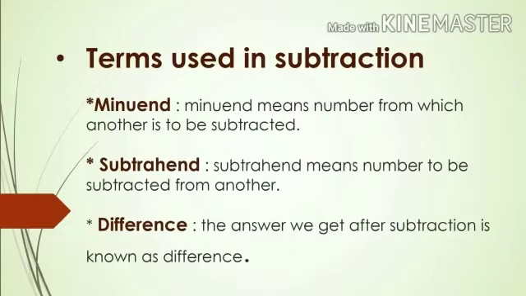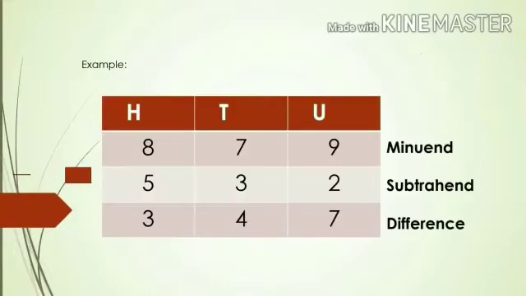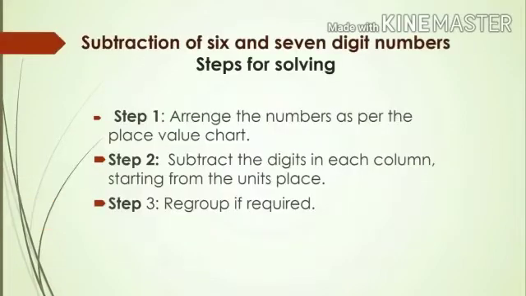Terms used in subtraction. Minuend means the number from which another is to be subtracted. Subtrahend means the number to be subtracted from another. Difference: the answer we get after subtraction is known as the difference. Here you can see in the example, 879 is known as the minuend, 532 is known as the subtrahend, and the answer 347 is known as the difference.